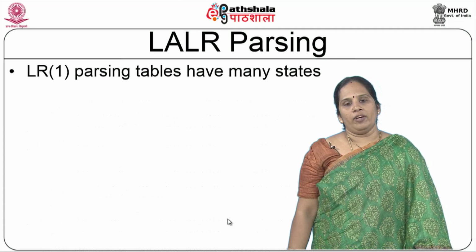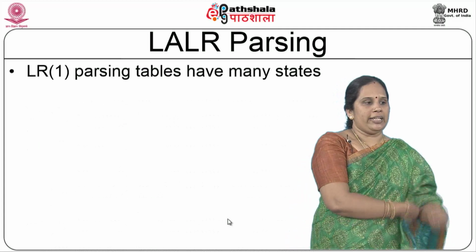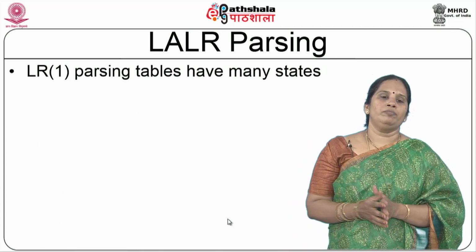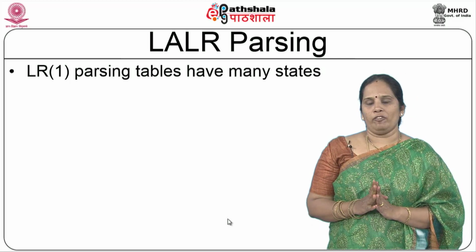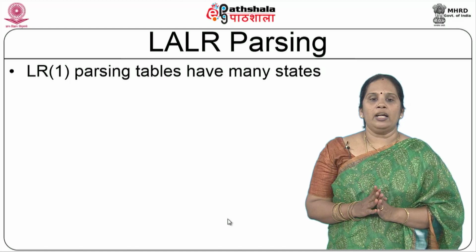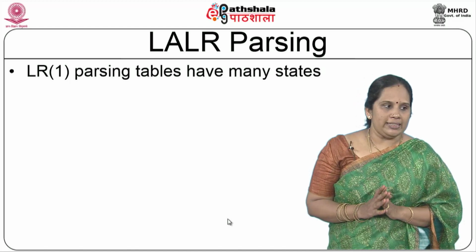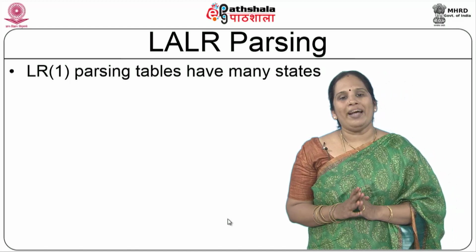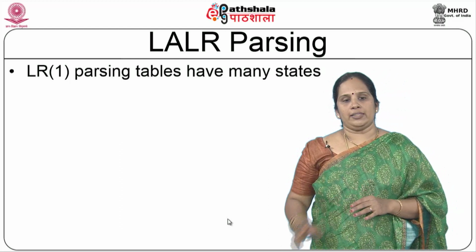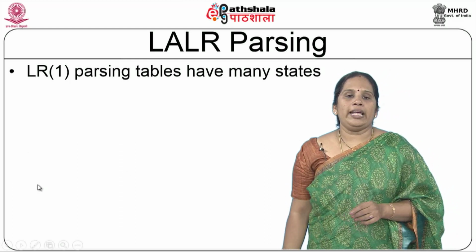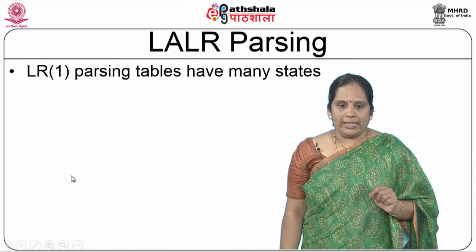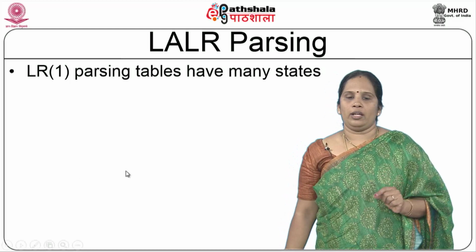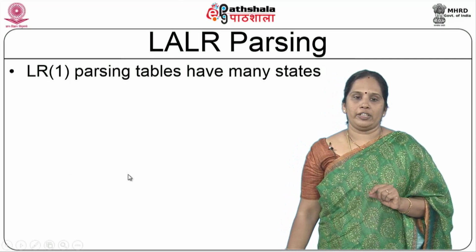The LR(1) parsing table has many states. So, the canonical LR parsing table uses the LR(1) item sets, and this has many states. That is a drawback of the canonical LR parser. So, how does the look ahead LR handle this, and how does it compensate for the robustness of the canonical LR parser? That is what we are going to look at first.